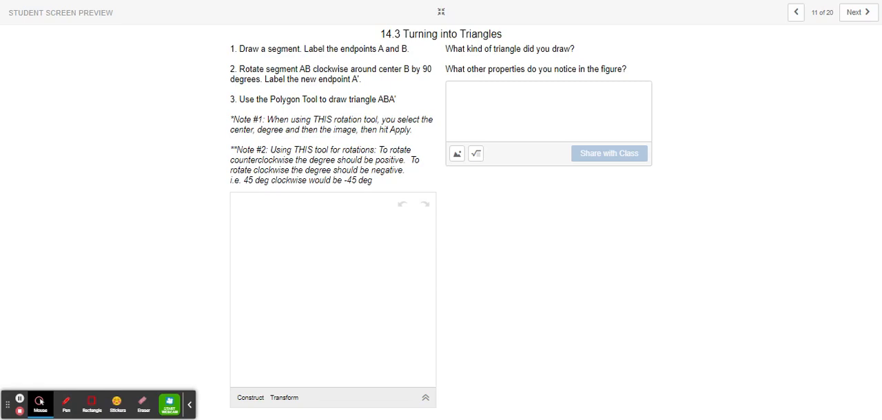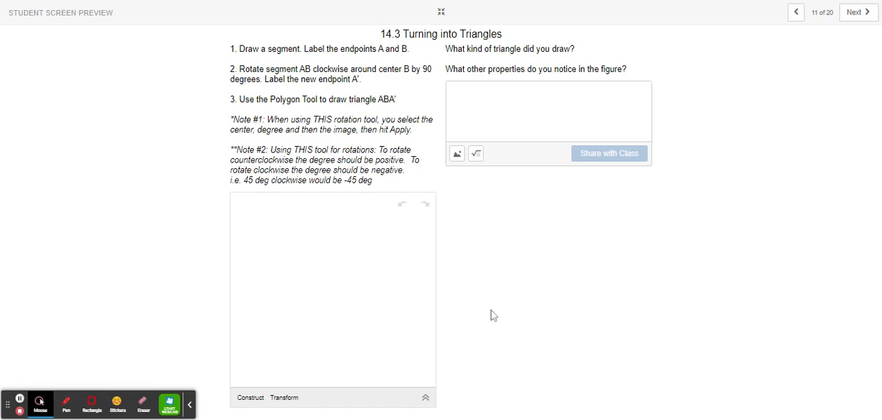And when I'm making a rotation in this tool, specifically just to Desmos, to rotate counterclockwise, I have to make a positive degree. To rotate clockwise, I have to make the degree negative. So for instance, if I wanted to go 45 degrees clockwise, I need to make a negative 45 degree rotation. It's a little bit different in this tool than GeoGebra, although it uses very similar things. So the way you get to the tools is down here. You'll see construct and transformation, and there's a little arrow to pop up the menu. So I'll walk through this one with you.